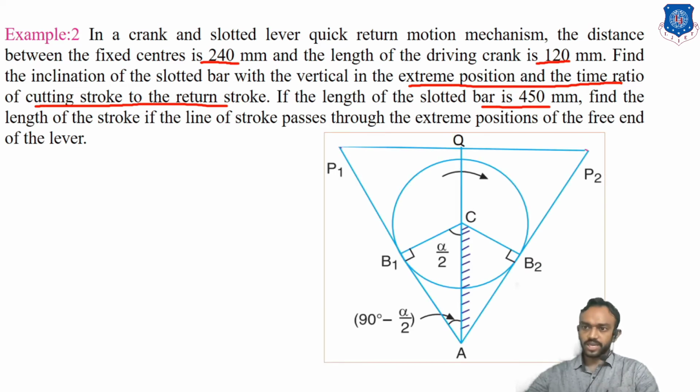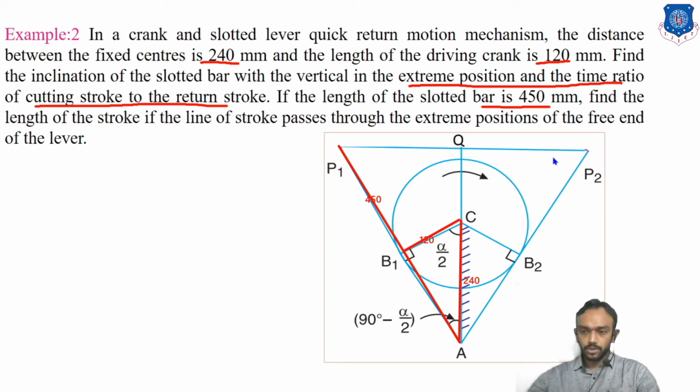First check what data is given in this example. The center distance is 240, the crank is 120, and the length of the slotted bar is also given, which is 450. What we have to find first is this ratio, same as the last example.